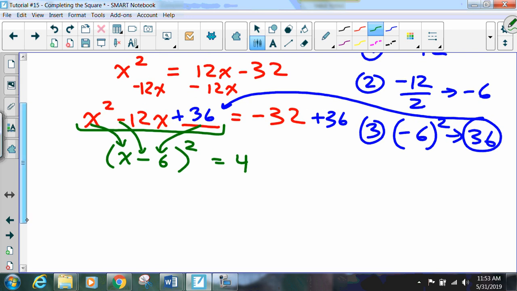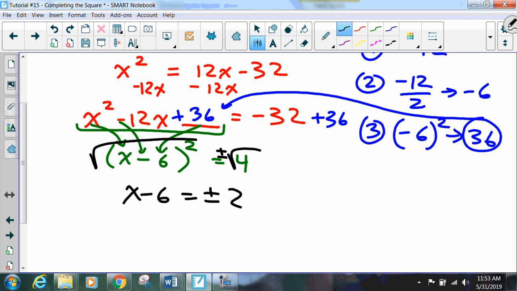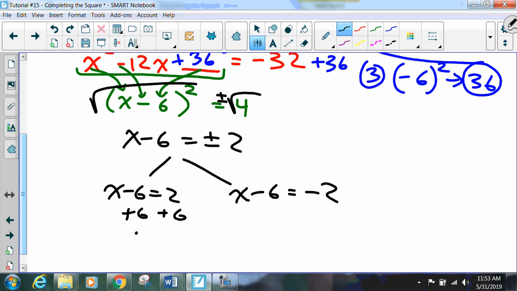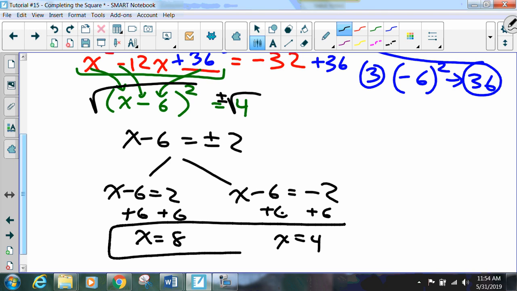And now let's go ahead and square root both sides. Don't forget your plus or minus. So we'll have x minus 6 equals plus or minus 2. That's two equations hidden in one. x minus 6 is 2. x minus 6 is -2. Add that 6, x equals 8. Add that 6, x equals 4. Bam. We are getting good at this.